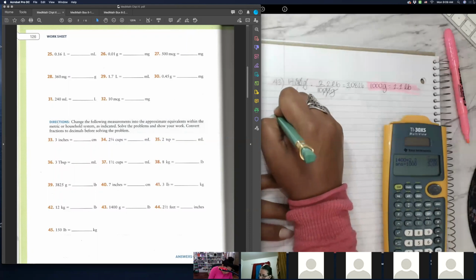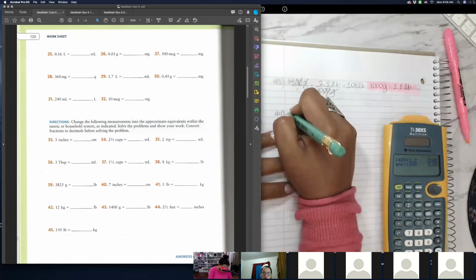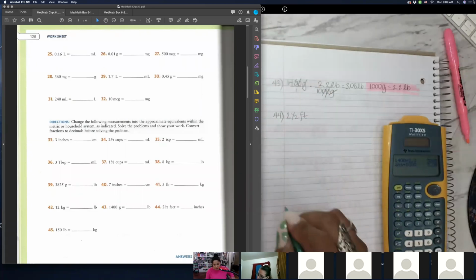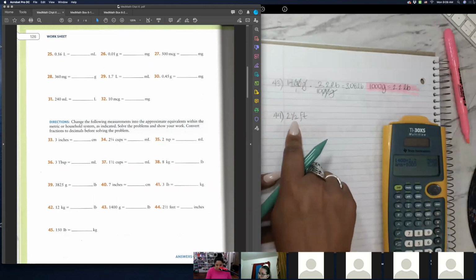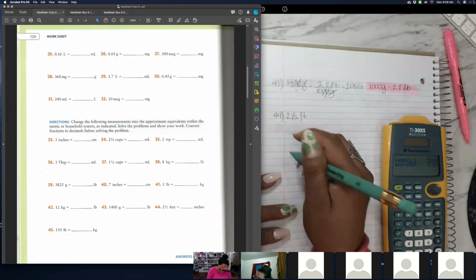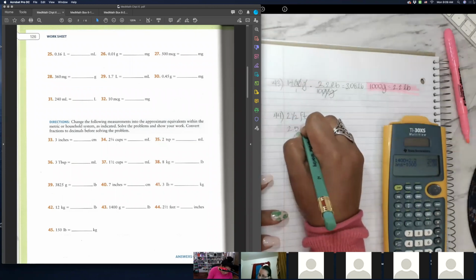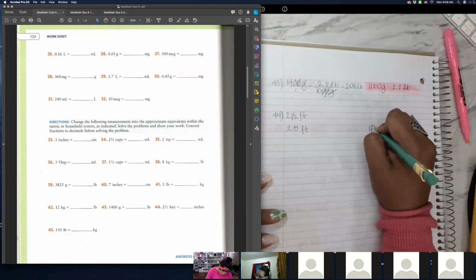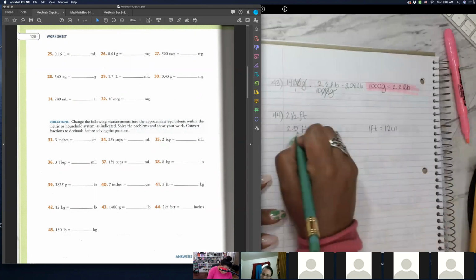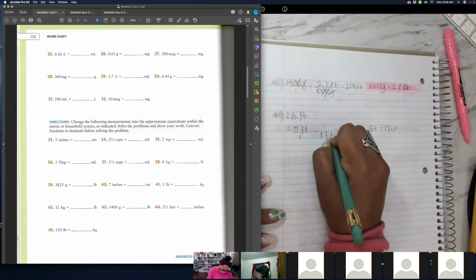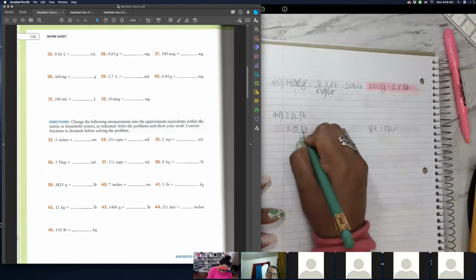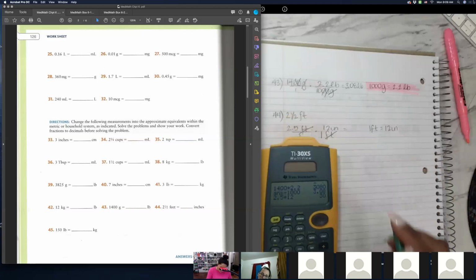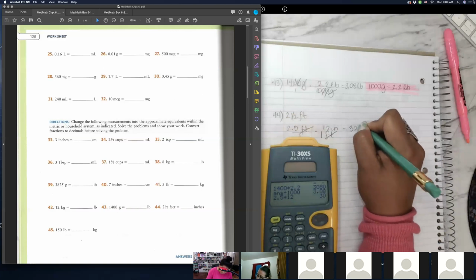Okay, next, 44 is 2.5 feet, and we want to convert to inches. Again, let's start recognizing our fractions. So a half as a decimal is just going to be 2.5 feet. And of course, there's 12 inches in 1 foot. So 1 foot equals 12 inches. Our unit of feet are going to cancel, and then you're just going to take 2.5 times 12, and that gives you 30 inches.